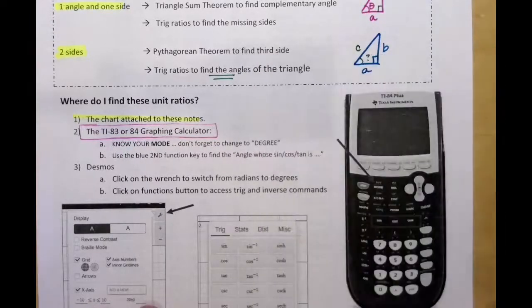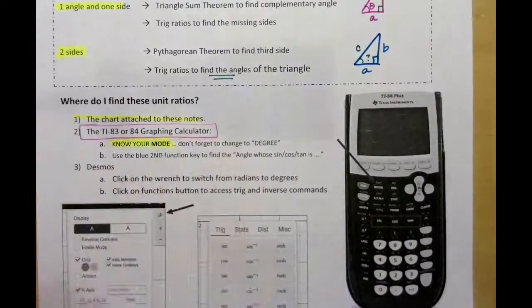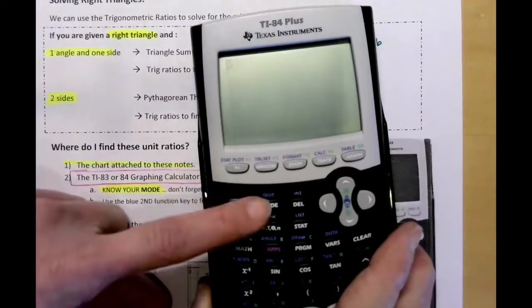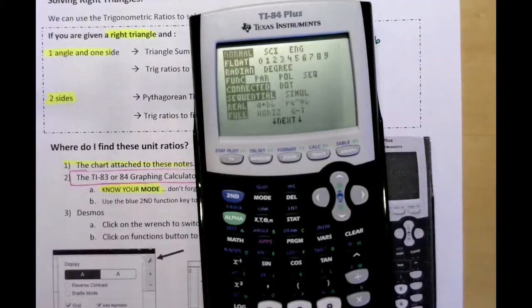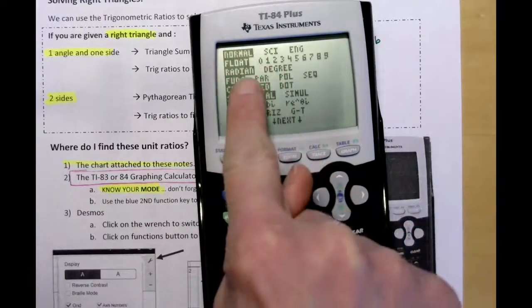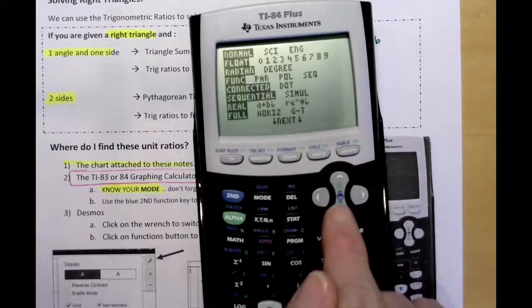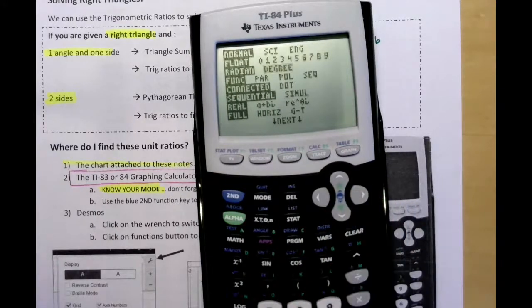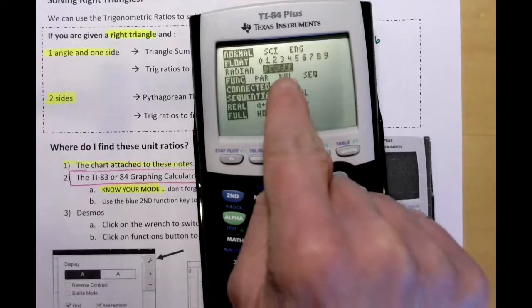But you're going to have to remember two very important things. First of all, you have to know your mode. When you go to your graphing calculator, you absolutely have to make sure that you are in the mode for degrees. So when you turn on your graphing calculator and you press this button, its default is to radians. So what you need to do is arrow down and arrow over and hit enter to select degree. Once you're in degrees, your calculations will be based on a 360-degree circle.